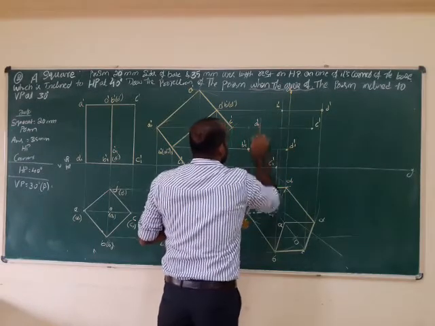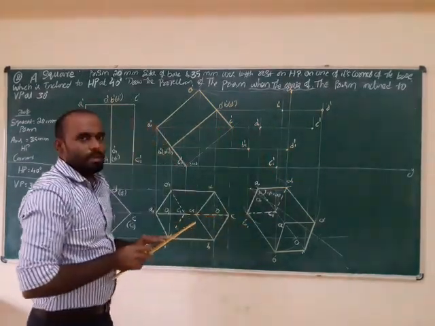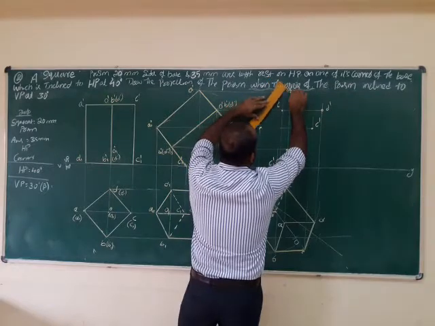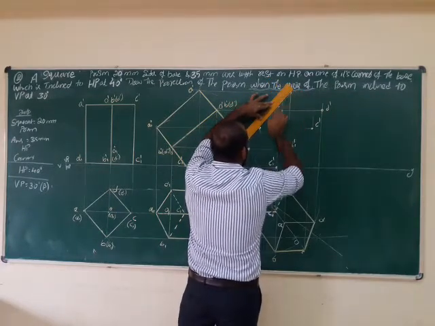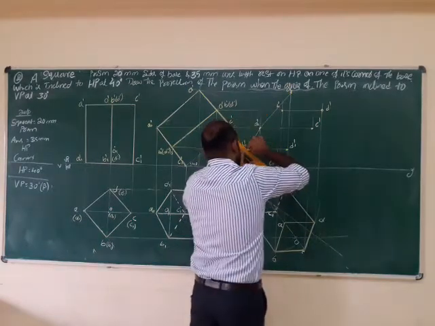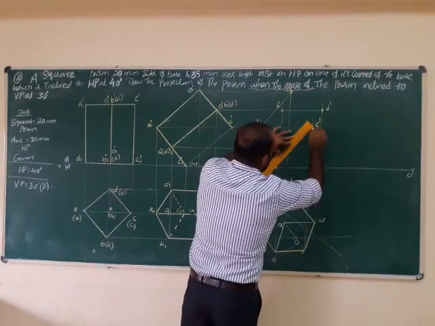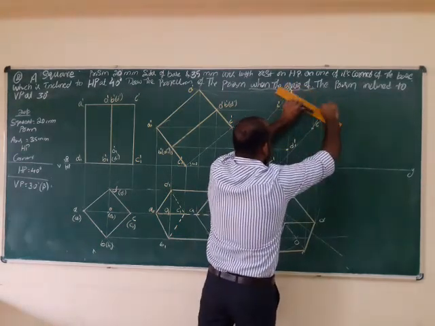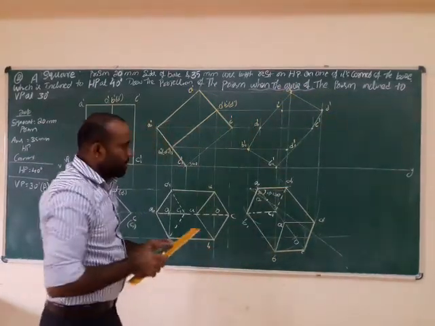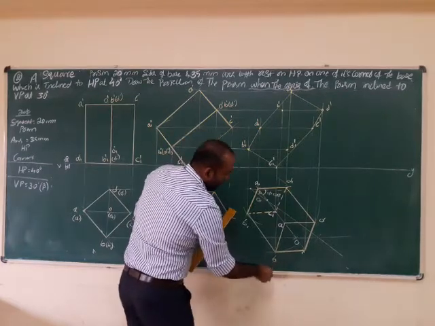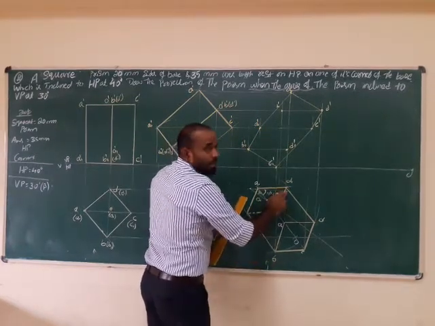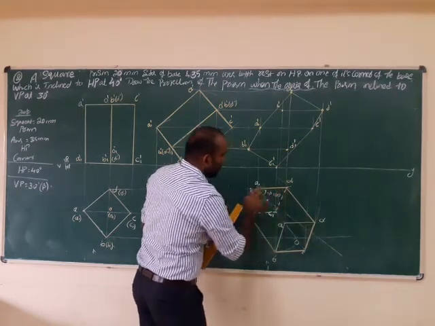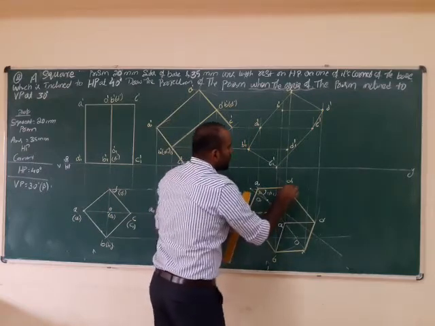D1 dash, C1 dash, D1 dash, A1 dash. Always first you have to join the outer line. And then in that outer line, A and A1, B and C, C1, D, E, that is the outer line. But in the inner line, from the bottom view, this D1 is not visible. From the bottom view, the D1 lines, D1 to D, D1 to A1, D1 to C, those lines are not visible. So that's why first I will consider D.